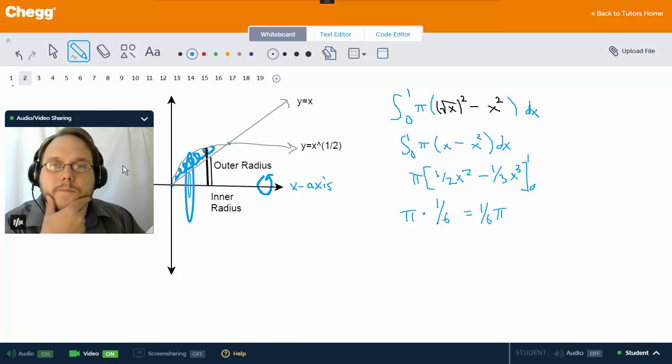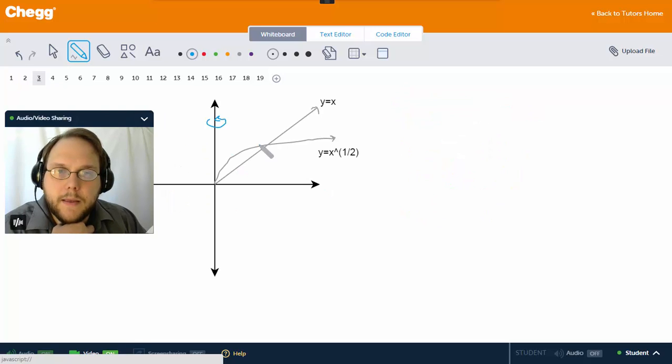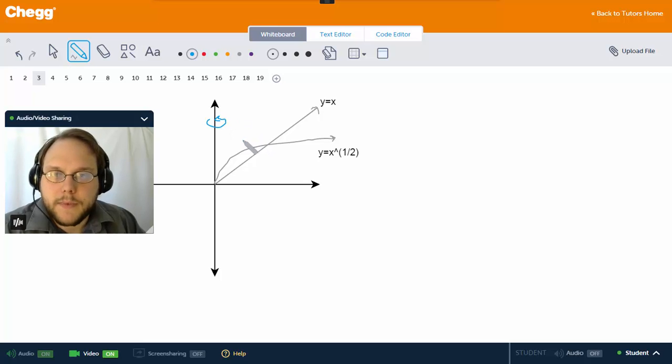Alright? Let's take the same area here, the same figure in the xy plane, and let's rotate it instead around the y-axis. And let's see what happens. How does it change the integral? How does it change the result? You might think that the volume would be the same, but that's not true. Alright, and we're going to prove that.